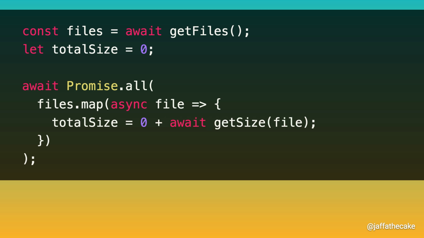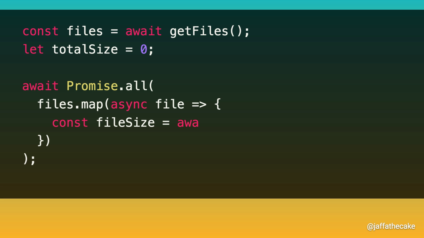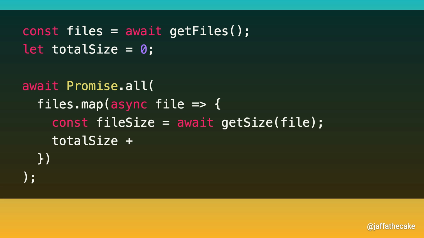In my opinion, the best way to avoid this is to split these actions up. So instead of doing the await and the incrementing on the same line, we're going to await the file size first, and then do the incrementing on a separate line. This means we're no longer mixing code we expect to be synchronous with async code, and this will produce the expected value. So, I hope that was useful.